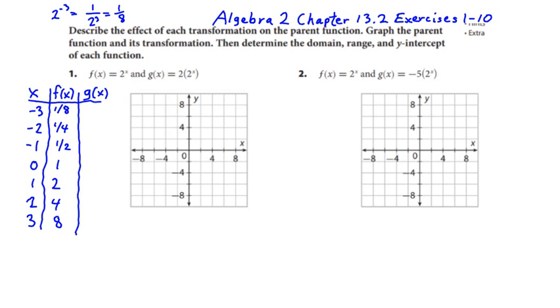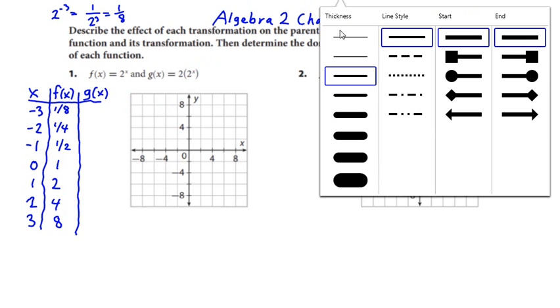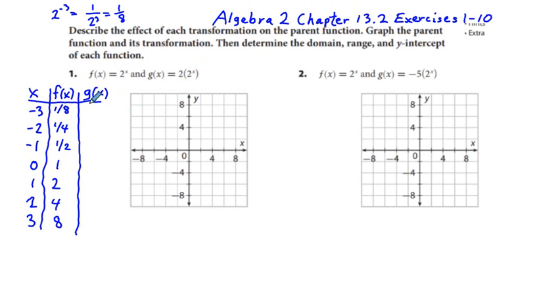And now for g of x, we have 2 times 2 to the power of x. I'm going to go ahead and put that color coded in red. So that's going to be 2 times what these f of x values are. So 1/8 times 2 is going to be 1/4. 1/4 times 2 is 1/2. 1/2 times 2 is 1. And 1 times 2 is 2. 2 times 2 is 4. 4 times 2 is 8. And 2 times 8 is 16.